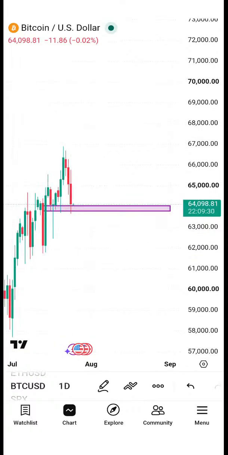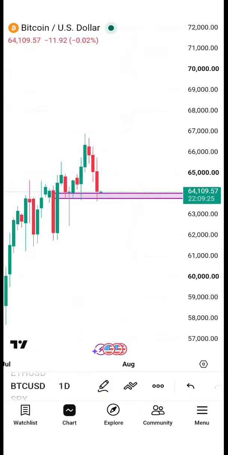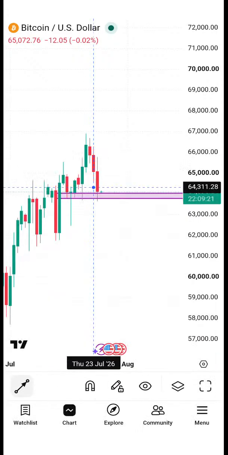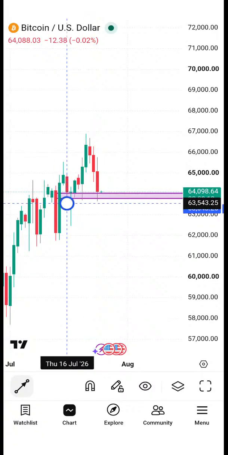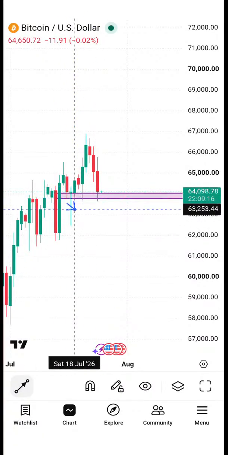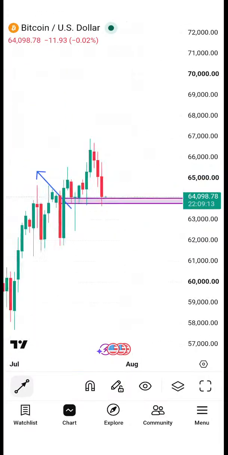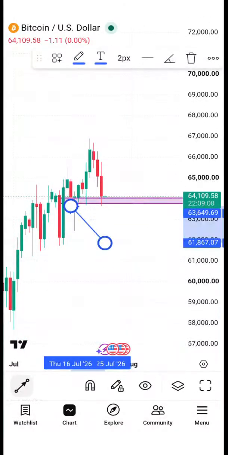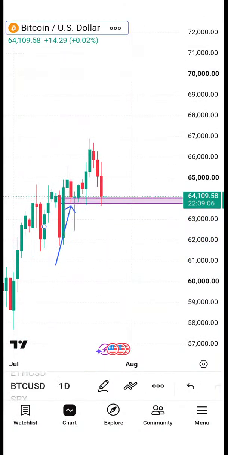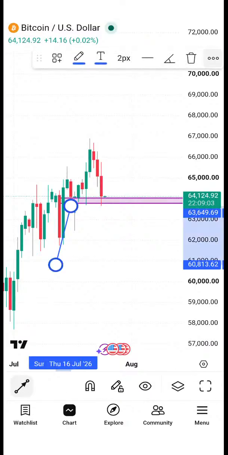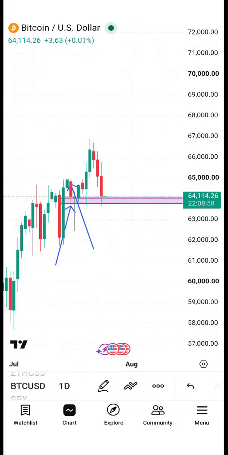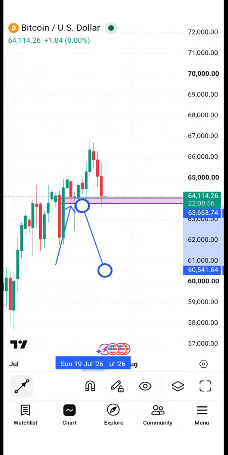That's a support area. It's a support area, guys. You can see the rejections that we have around this area. You can see the rejections that we have. So many rejections.